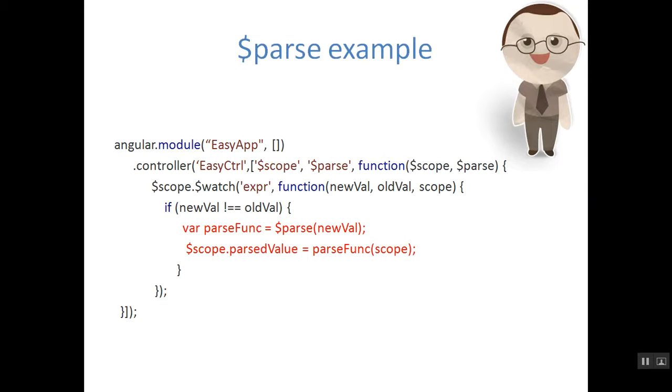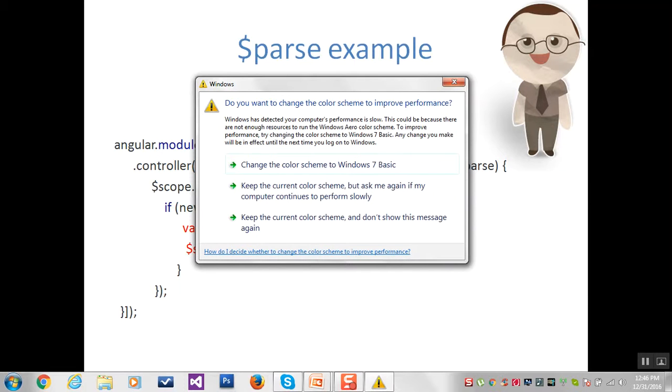Now parse is giving me a function, and I am taking it in the parse func variable, and in the second line I am calling parse func. It is the same as calling any other function and passing scope to it. So it will return me the content of that expression. This is a code example about parse.